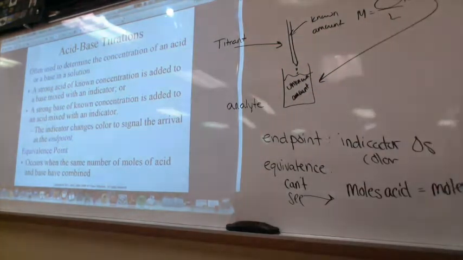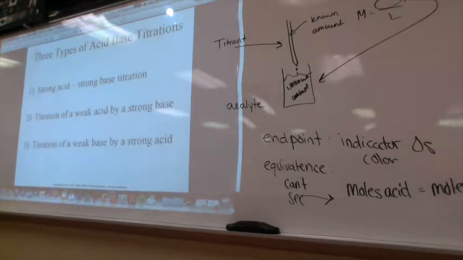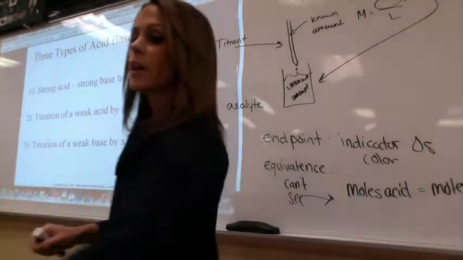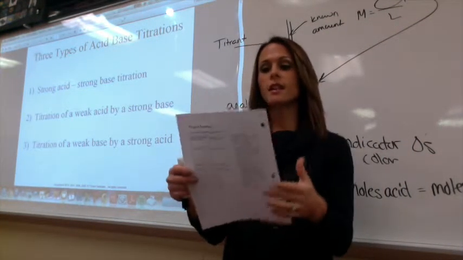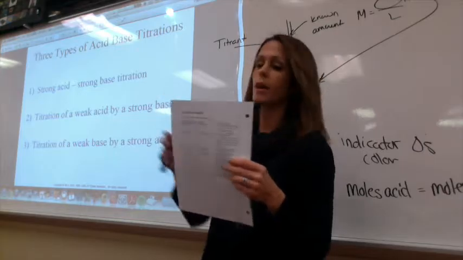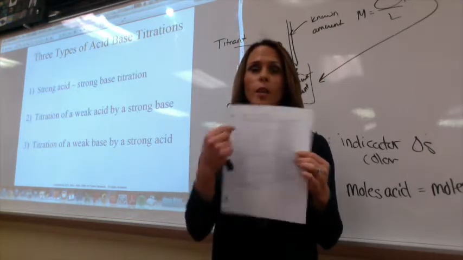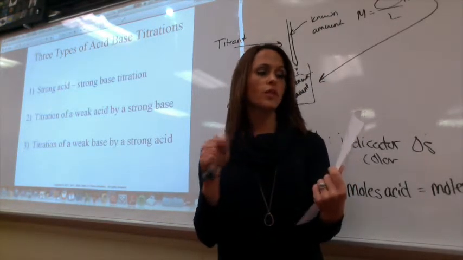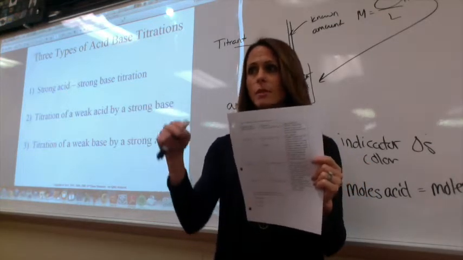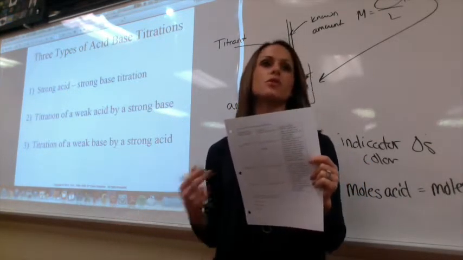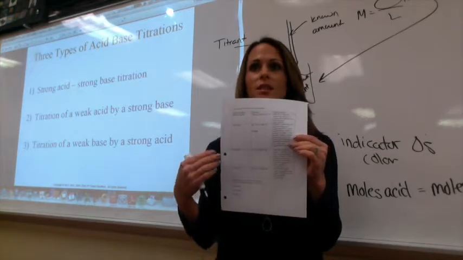So that's what that slide says. There's 3 types of acid and base titrations that we're going to do. They're on this sheet. This sheet says strong acid with strong base. This is type 1. On the back of it is a weak acid being titrated with a strong base, but you could have the opposite. You could have a weak base being titrated with strong acid. I just didn't make this in 3 pages.